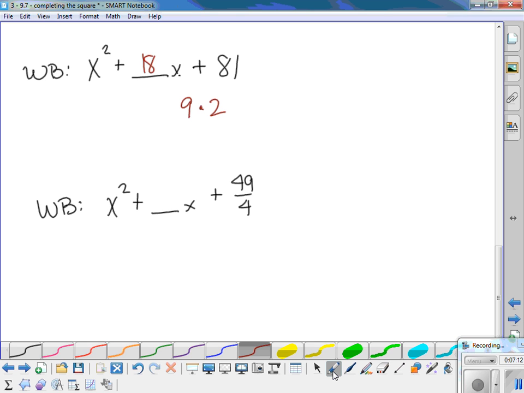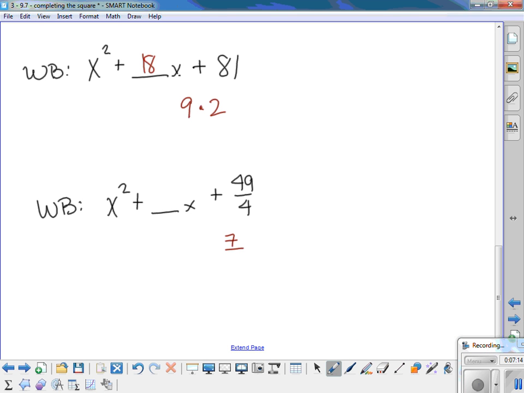Alright, what's the square root of 49? 7. And the square root of 4? 2. But then you have to multiply it by 2. So you should have gotten 7. Okay, so that's just the first step in actually solving that way.